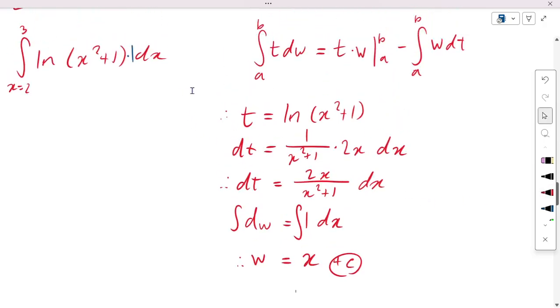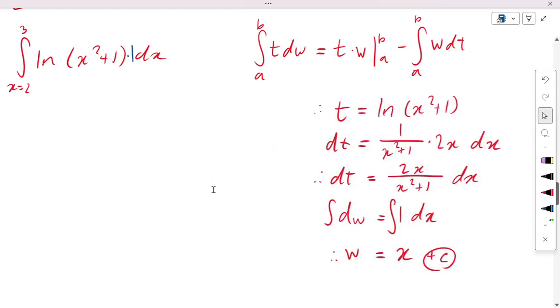Now we can do the substitution, but let me just move this out of the way quickly so that we have more space. So this is going to be equal to t times w. T is equal to the natural logarithm of x squared plus 1. And then we're going to have multiplied by w, which is x. Minus, also we're evaluating it. I almost forgot about that. That's from x equals 2 until x equals 3.